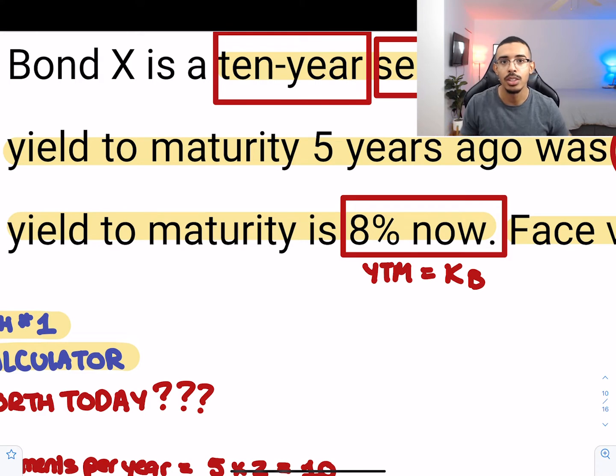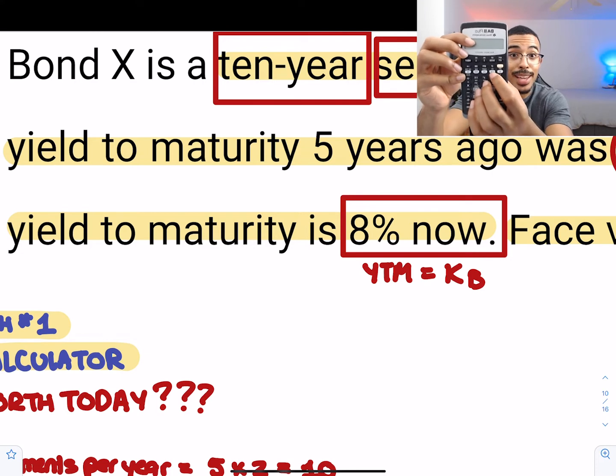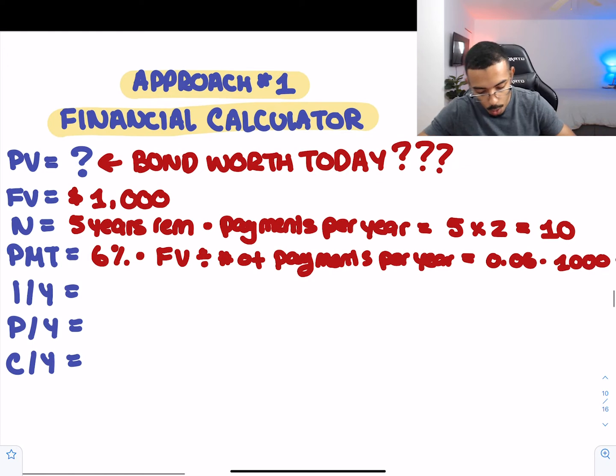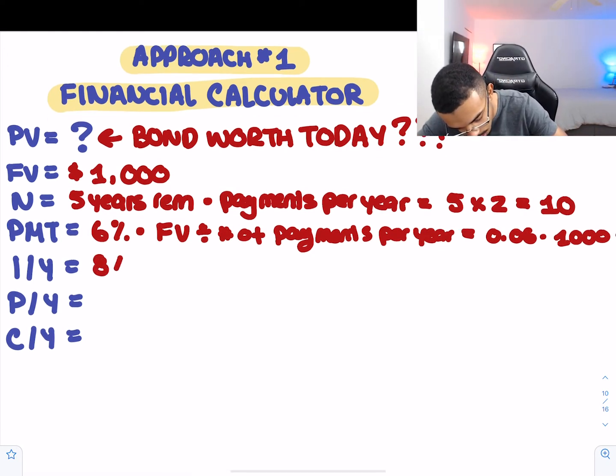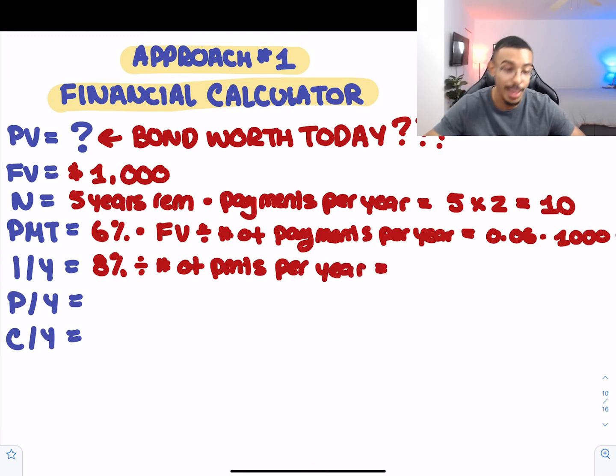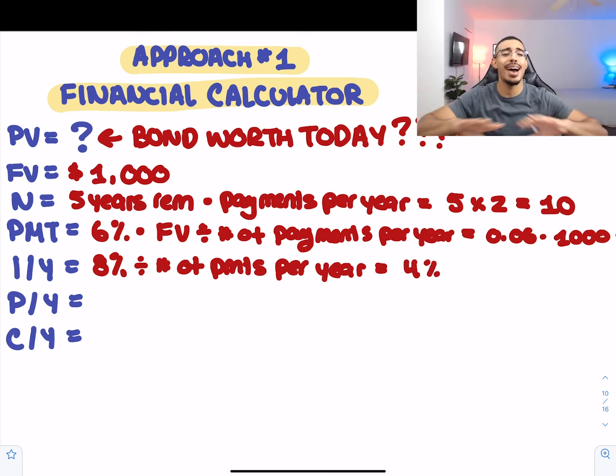i.e. twice per year. So to find the actual IY that you're going to place within your calculator, all you have to do is take whatever amount they give you in the problem and divide that by the number of payments done per year. So in this case, we have 8%, which is our YTM, divided by the number of payments done per year. And that's going to give us, you guessed it, 8% divided by 2, i.e. 4%. Amazing. Now we have everything that we need.